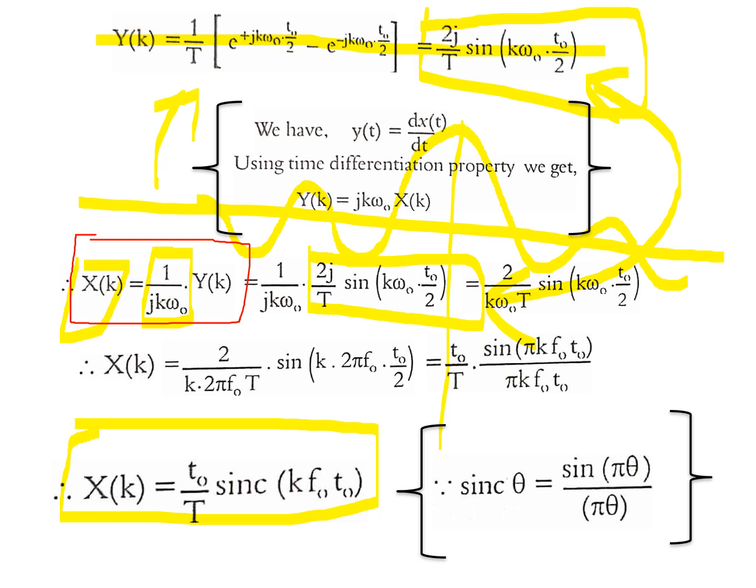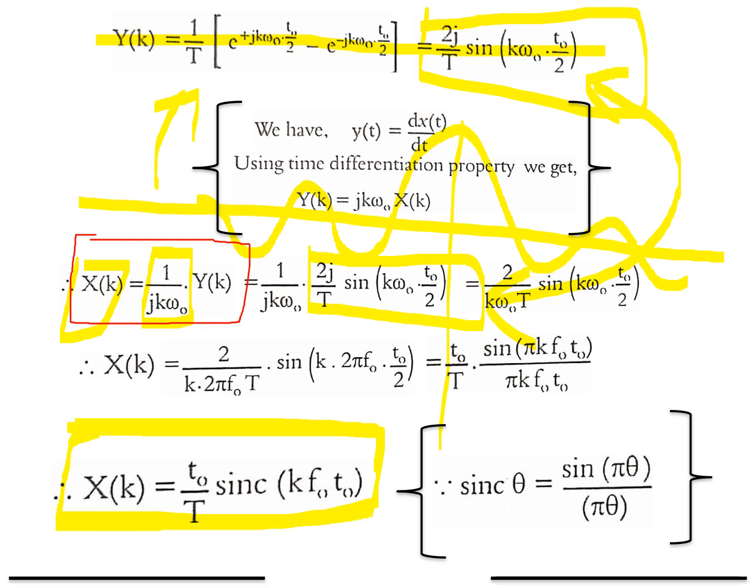If you find the Fourier series of a periodic square pulse train, you'll get a periodic sinc function, not a non-periodic sinc function, like this. This is the answer. Okay, that's all I wanted to discuss. Thank you.